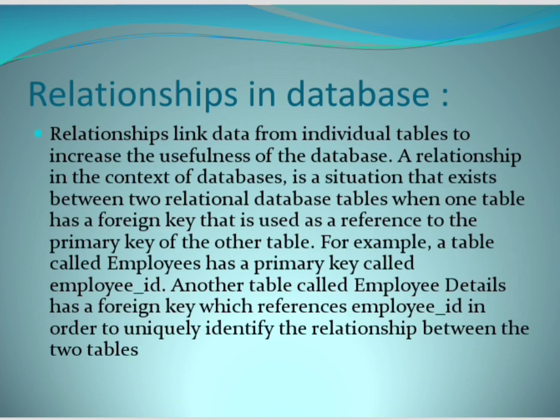Next we have relationships in database. Relationships link data from individual tables to increase the usefulness of the database. A relationship in the context of a database is a situation that exists between two relational database tables, when one table has a foreign key that is used as a reference to the primary key of the other table. For example, a table called employees has a primary key called employee ID. Another table called employee details has a foreign key which references employee ID in order to uniquely identify the relationship between the two tables.